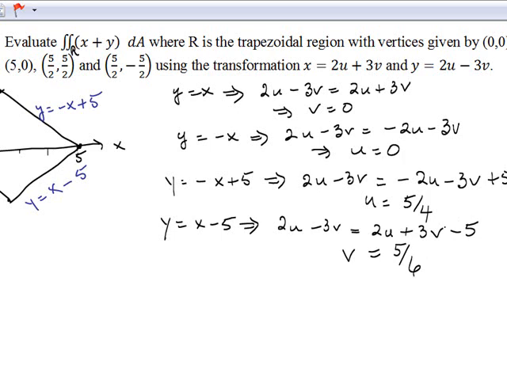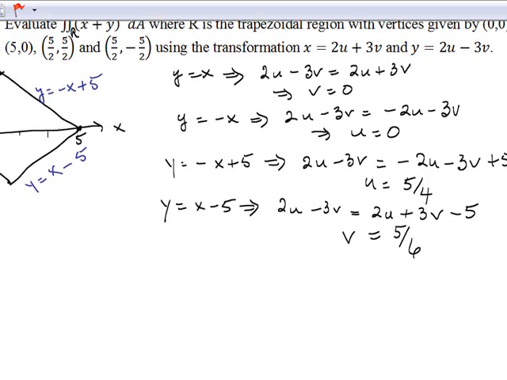So we have our u and our v limits. What's our next step? Jacobian. So let's do our 1 over j. No, we don't need to do 1 over j, right? It's x and y given there, so we just need j. It gives us j right away. That's beautiful.